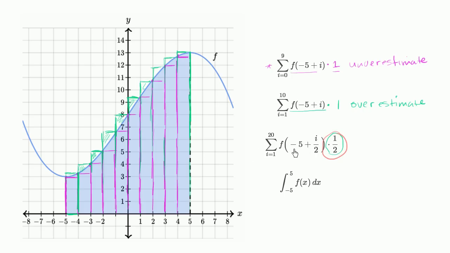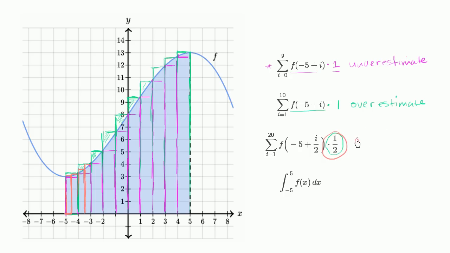So the first one's going to be f of negative 5 plus 1/2, which is going to take you right over there. And then you're going to multiply it times the width, which is 1/2. So now we have twice as many right-handed rectangles. It's going to look like this. I won't do all of them because it takes some time.